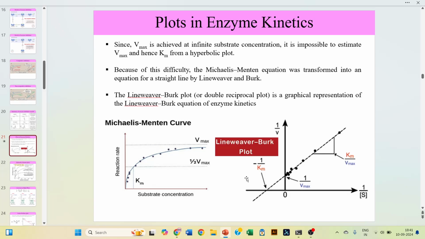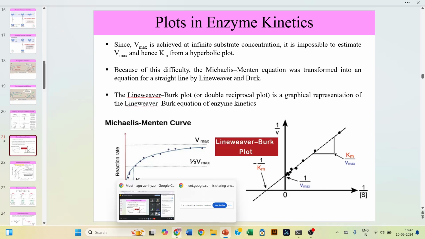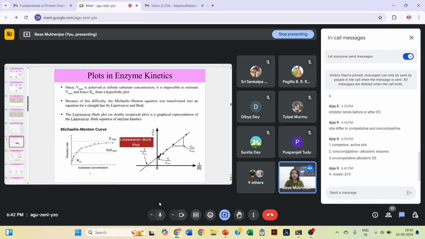So since Vmax is achieved at an infinite substrate concentration, even if we extrapolate this, we are never going to reach the exact Vmax. And therefore, it is impossible to estimate the Vmax and hence Km from a hyperbolic plot. This is the normal Michaelis-Menten plot, which is hyperbolic in nature.